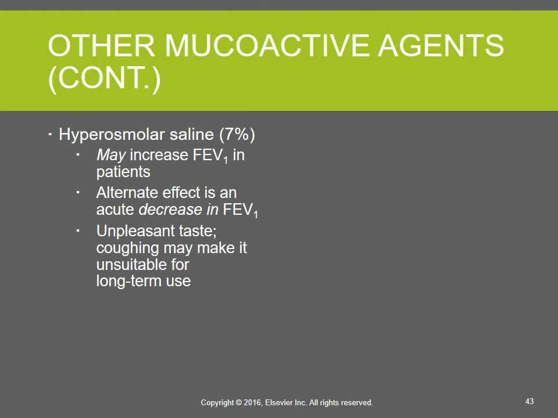7% saline has been used for years as an irritant to induce cough. Hypertonic saline, or 7% saline, can improve mucociliary transport and lung function, and it's thought to largely result from the acute effects of inducing cough and hydrating the airway surface with fluid. The most common problems are unpleasant taste, and coughing may make it unsuitable for long-term use. In some studies, it has been shown to decrease FEV1.